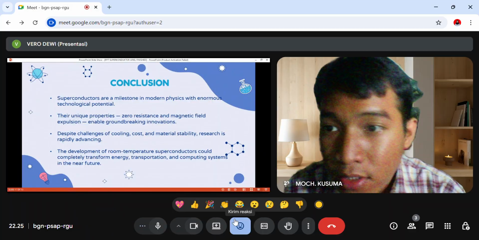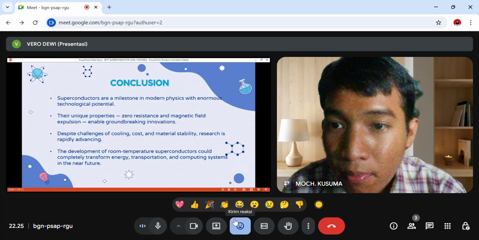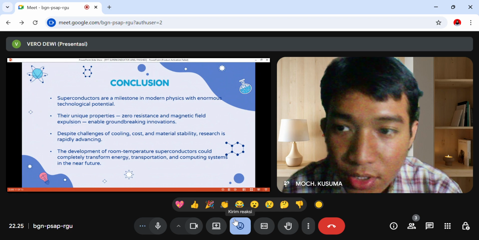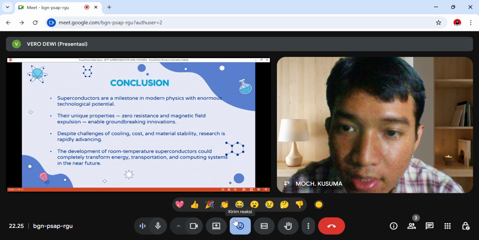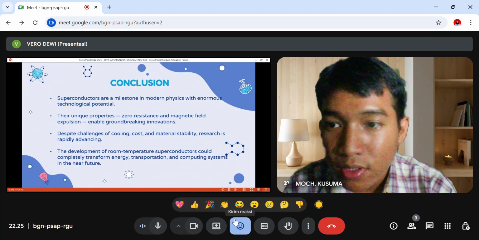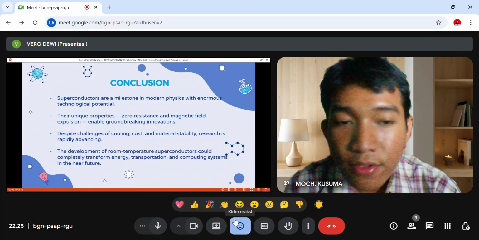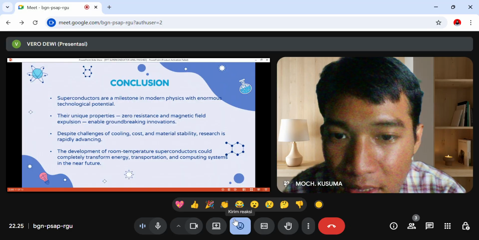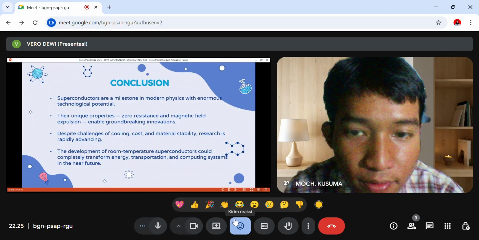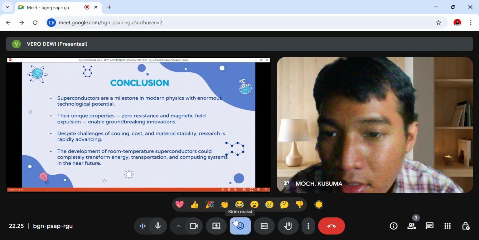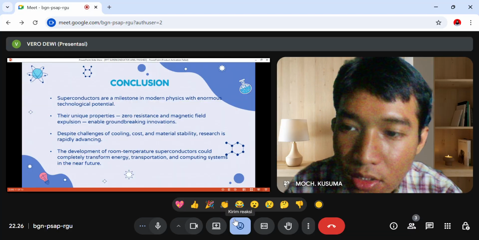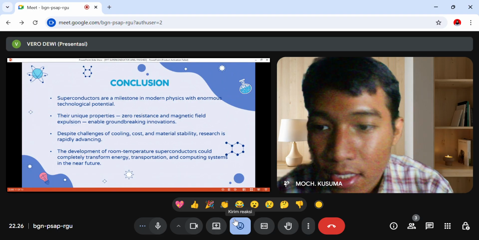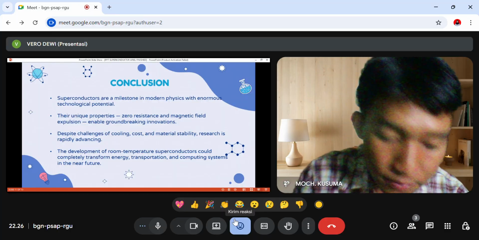In conclusion, superconductors are a milestone in modern physics with enormous technological potential. Their unique properties, zero resistance and magnetic field expulsion, enable groundbreaking innovation. Despite challenges of cooling, cost, and material stability, research is rapidly advancing. The development of room temperature superconductors could completely transform energy, transportation, and computing systems in the near future.